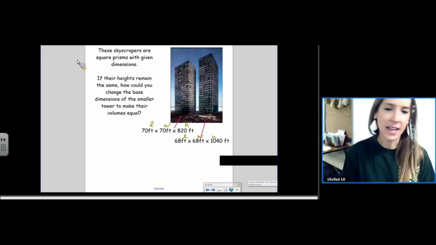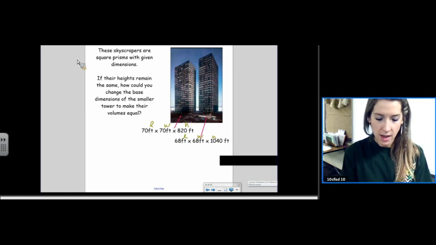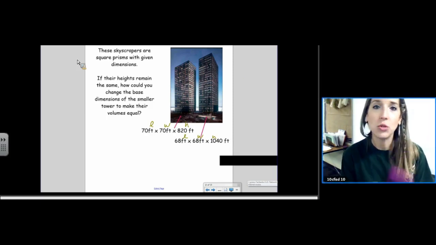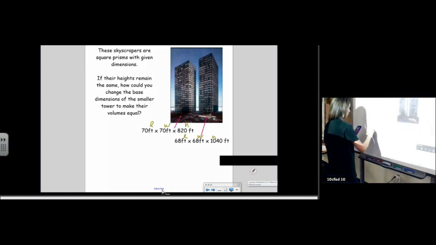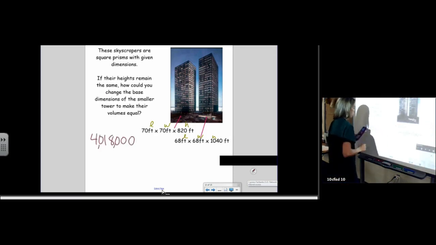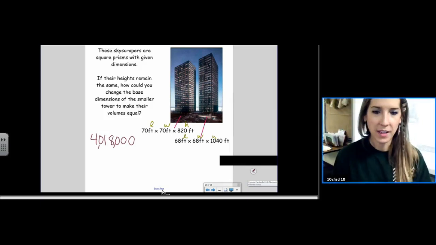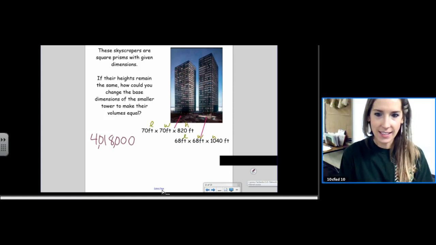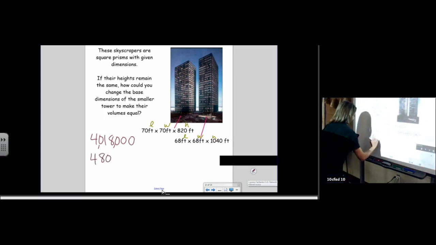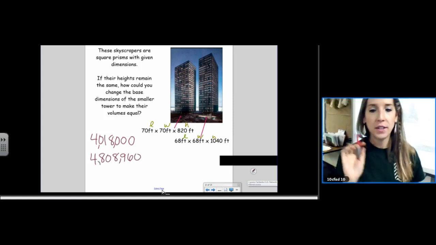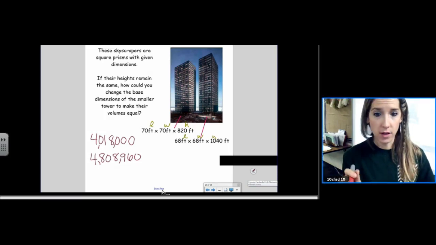Length times width times height. 70 times 70 times 820. Sadly, it's a huge number, but in the real world, there are huge numbers. So, volume's about 4 million. Next one, 68 times 68 times 1040. About 4.8 million. So the taller building has more volume.